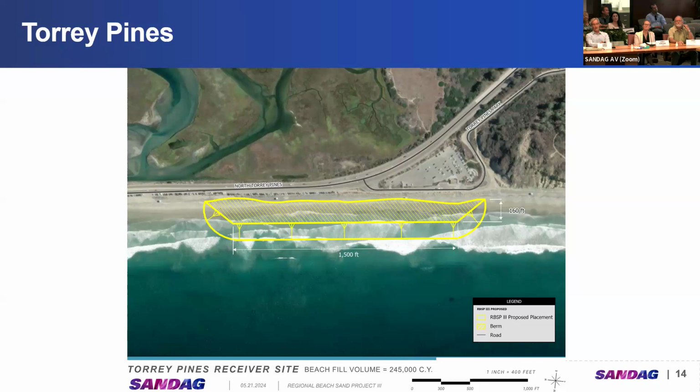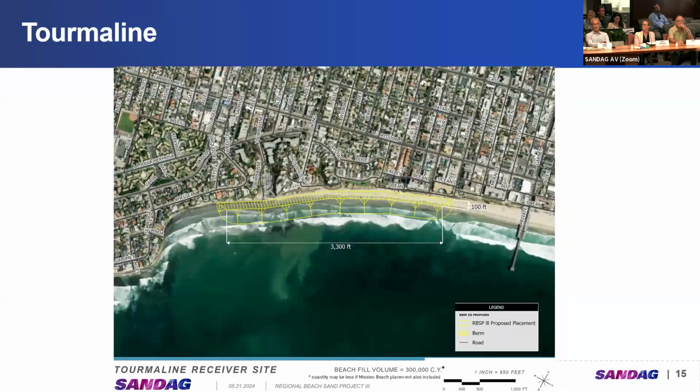And now we get into the city of San Diego. So the city of San Diego has several footprints. The northernmost one is along Torrey Pines State Beach. This was built in Regional Beach Sand 1. This is identical to the footprint that was installed, a 245,000 cubic yard volume, adjacent to the parking lot for the State Beach. The other 2 project sites within the city of San Diego are at Pacific Beach.